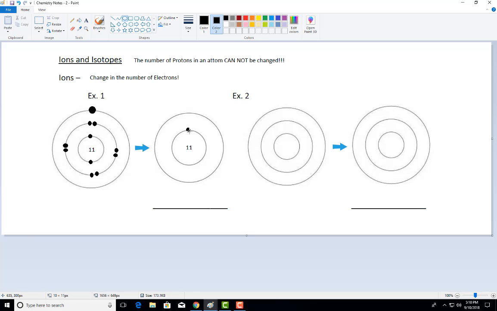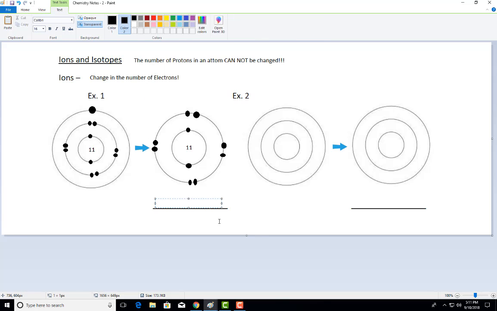So you'd have the same thing over here. There's 1, 2, 3, 4, 5, 6, 7, 8, 9, and 10. It's lost one. We had 11, but it lost one. So there's our 10 electrons. But the thing is, it still has 11 protons. So it's got 11 positive charges, but only 10 negative charges. So is it going to be a positive ion or a negative ion? This is going to be a positive ion.